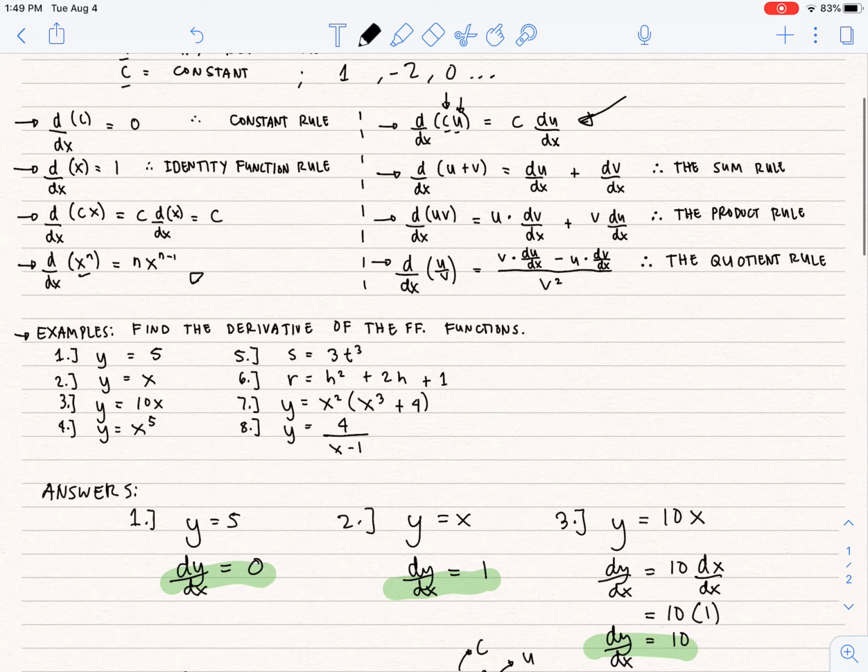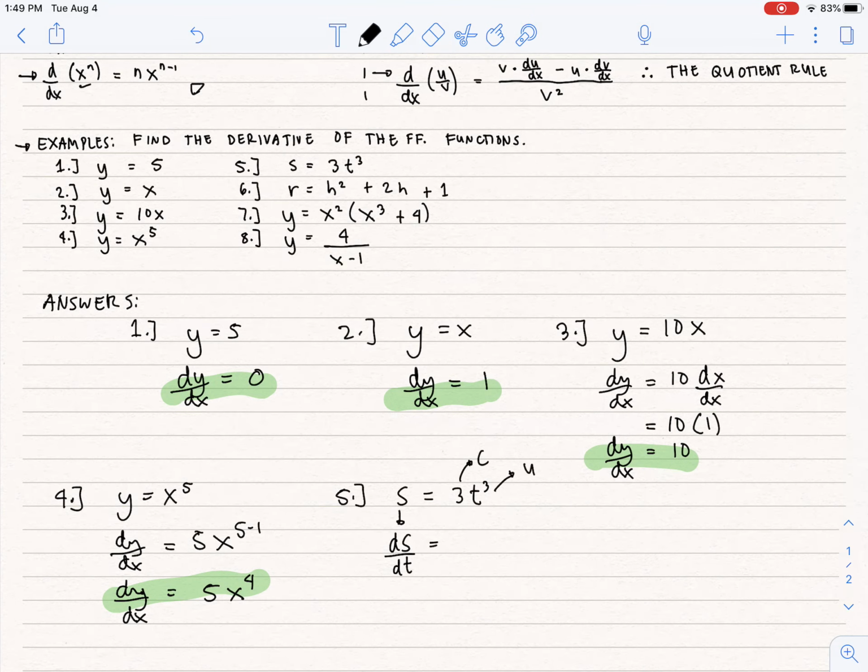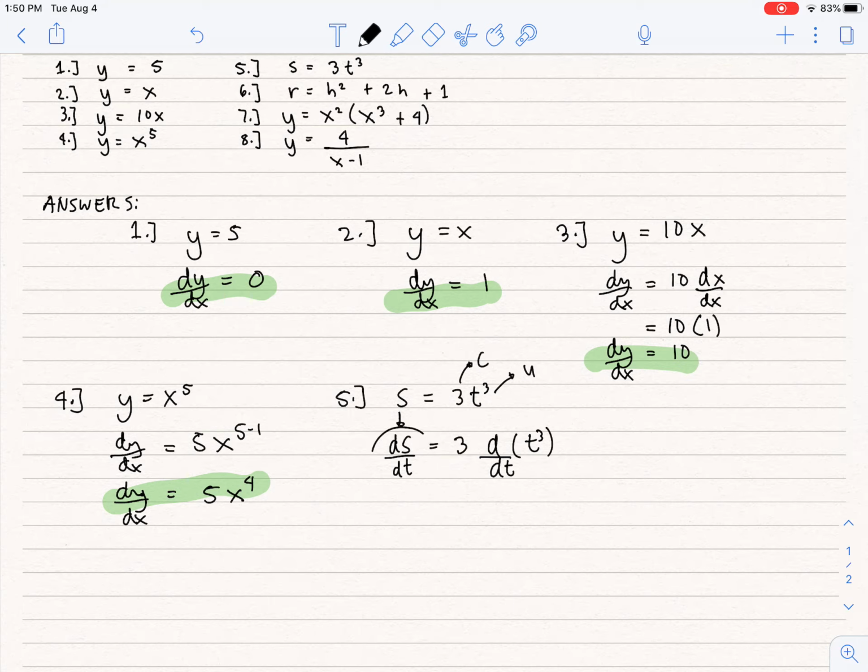So in this one, the rule states that we are going to put aside c, then derive u with respect to the independent variable, which is t. So set aside 3, then derive u. Then since we know the value of u is just t cubed with respect to t, because t is the independent variable. Okay. So we are done with the left side of the equation. So as is, then let's proceed with the right side of the equation.